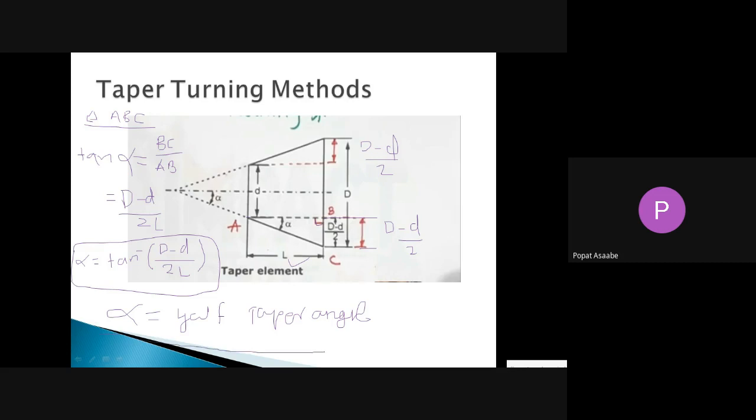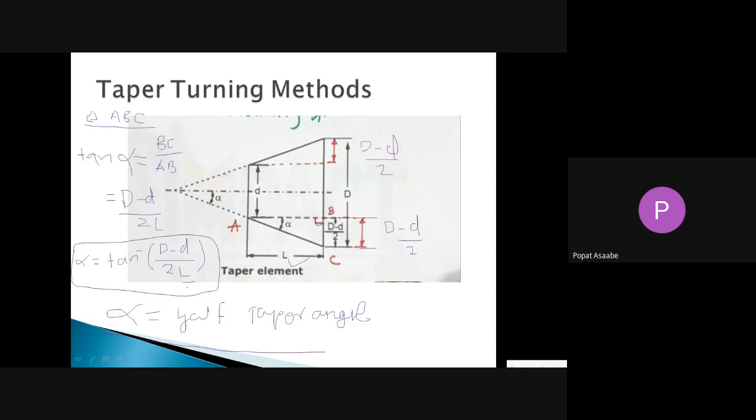Okay, understood? Yes or no? How to calculate the taper angle alpha? If you have not understood this, you just have to remember this formula. Alpha is nothing but the taper angle. Alpha is equal to tan inverse of the bracket capital D minus small d divided by 2L.